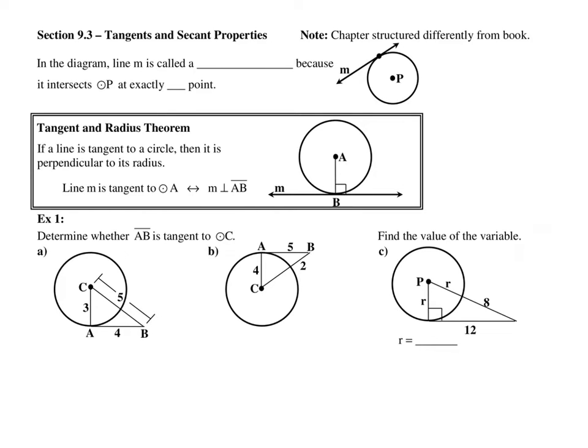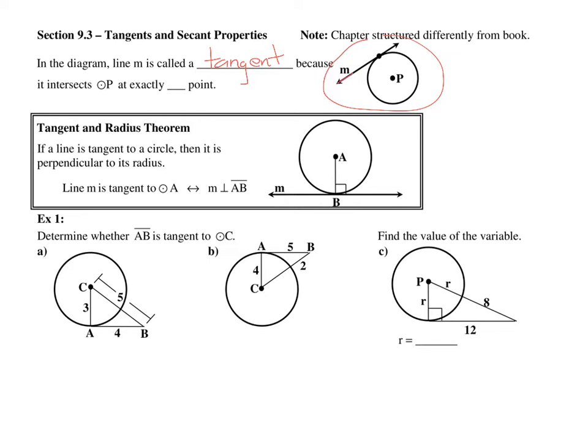Lesson 9.3, tangent and secant properties. Now in the diagram we have here to the right, line M is called a tangent. Now this tangent is different than the trigonometric ratio tangent. All right, two different tangents. They have different meanings here.